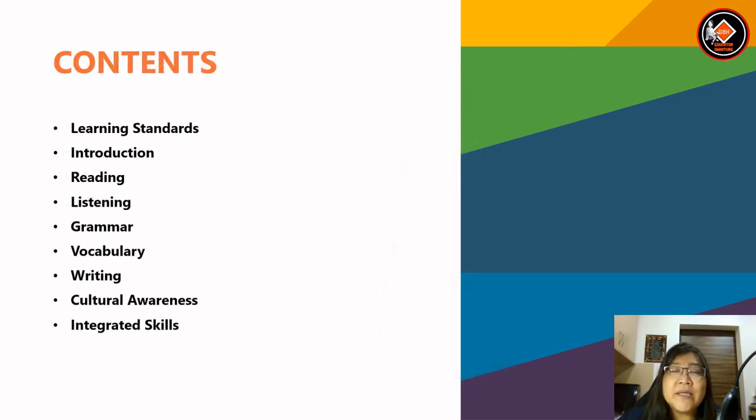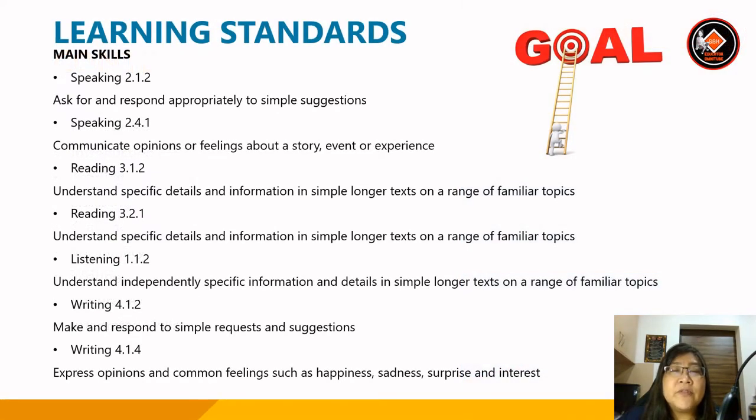Before we begin, let's look at the contents. We have learning standards, the introduction, reading, then listening. You also have grammar, vocabulary, writing, cultural awareness, and also integrated skills. For the learning standards, they are the goals that you're going to achieve after completing the lessons and also the exercise. So here the main skills, we have speaking.